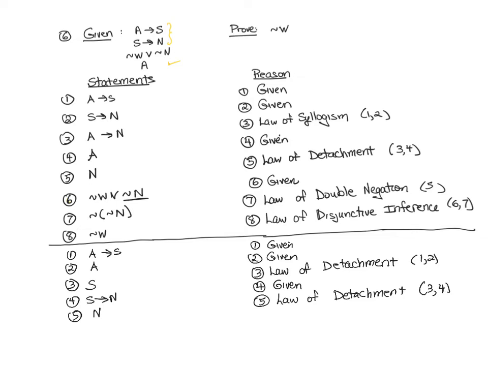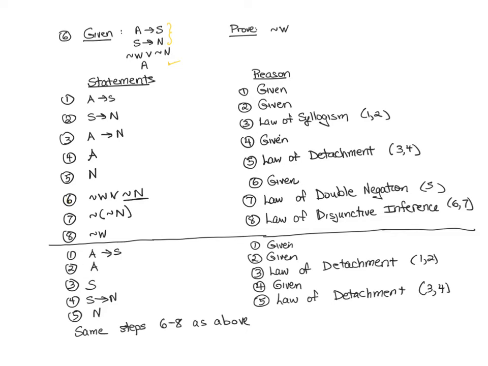So here I would say same steps 6 through 8 as above. So notice that as the proofs get more complicated, there's more than one way to do them.